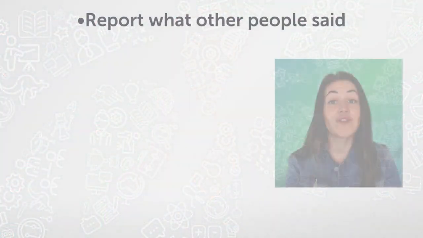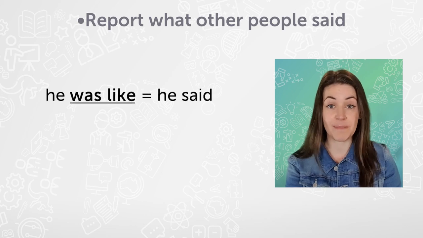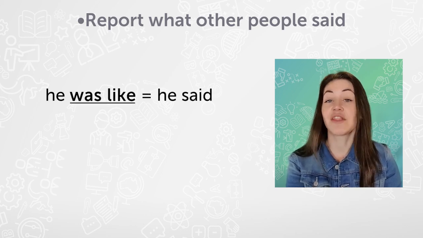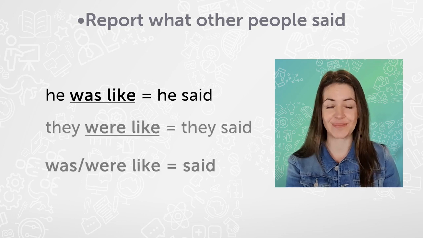All right. Let's now talk about when we use "like" to report or say again what somebody else has said. This one is so incredibly common. So next time you sit in a train or a cafe, pay attention to the people around you. I'm sure you'll hear a lot of "like" with this meaning. So basically when you hear "was like" or "were like" in a story, it simply means "said." For example, "he was like" means "he said," and "they were like" means "they said."